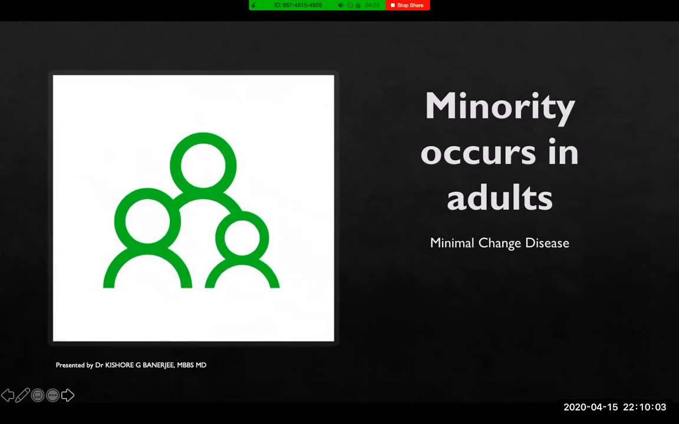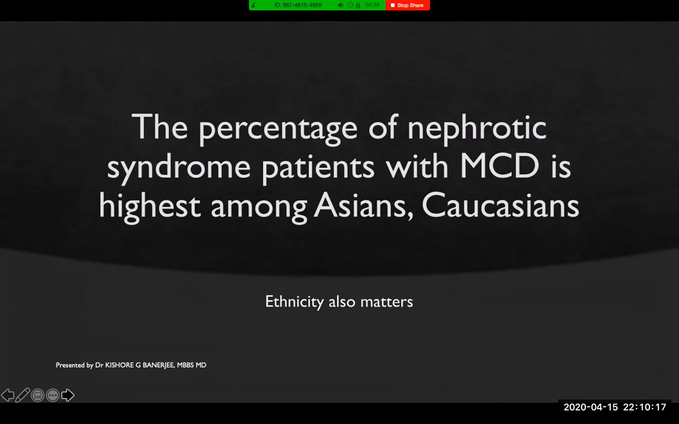As I already mentioned, the minority occur in adults, but predominantly, if a child is presenting with nephrotic syndrome, you need to rule out minimal change disease first. Ethnicity also matters. Most of the cases are seen among Asians and Caucasians.